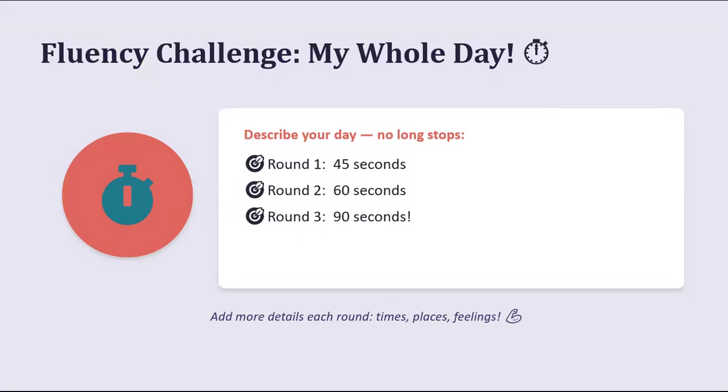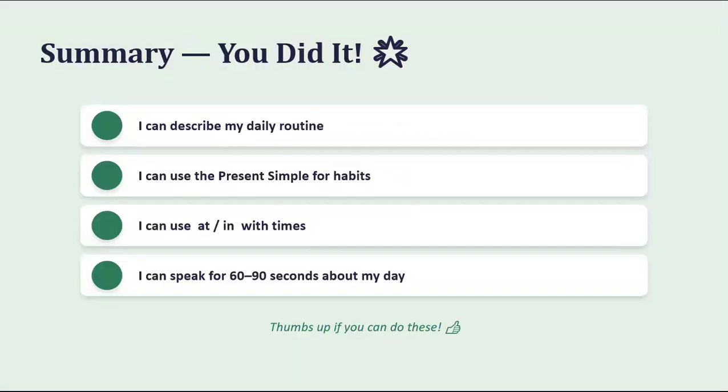So you have to describe your day. The first round you would go with 45 seconds, then 60 seconds, and the third one with 90 seconds. And you have to add more details each round, like times, places, feelings, what you do. After making some practice, I am pretty sure that you can describe your daily routine. You can use the present simple for habits, use at and in with times, and speak for 60 to 90 seconds about your day.